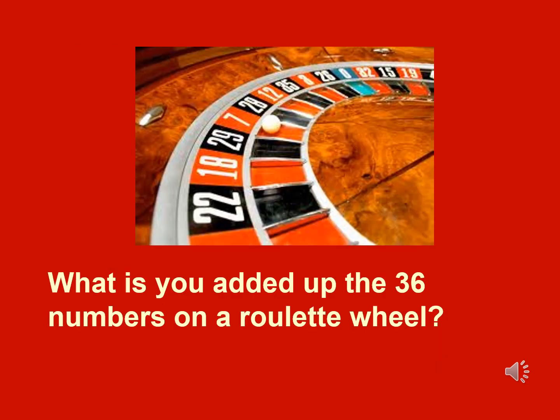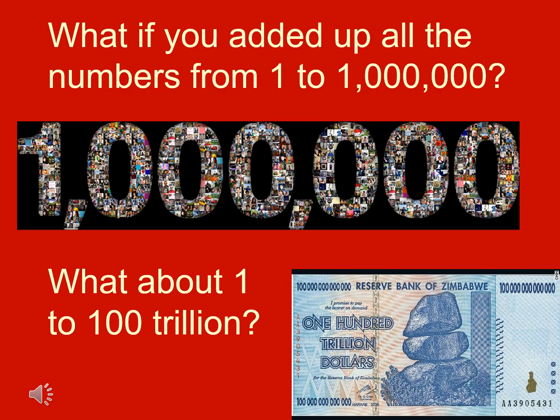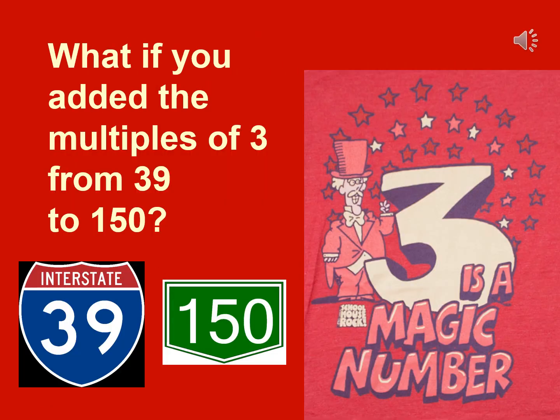We could ask, for instance, what would you get if you added up the 36 numbers on a roulette wheel? Or you could ask, what if you added up all the numbers from 1 to 1,000,000? Or even all the numbers from 1 to 100 trillion? These are all kind of the same question, just going higher and higher. And a slightly more complicated question, what if you added up the multiples of 3 from 39 to 150?